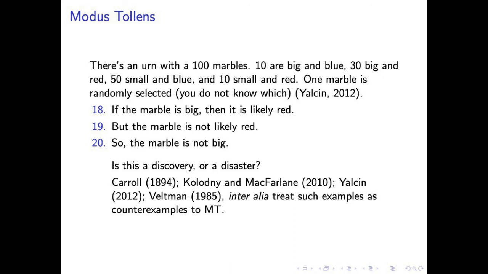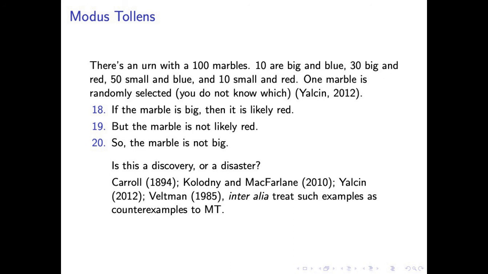So in particular in this one, suppose you have an urn, in it you have 100 marbles, and here's what you know. 10 of them are big and blue, 30 are big and red, 50 are small and blue, and 10 are small and red. I select one at random, I hide it, and you don't know which one I have. In that case, you know 18 and 19, and 20 doesn't follow, right? So in particular, if the marble is big, then it's likely red. That's true, because most of the big ones are red. But the marble is not likely red, because it's likely small and blue. So the marble is not big, terrible inference, something has gone wrong, right?